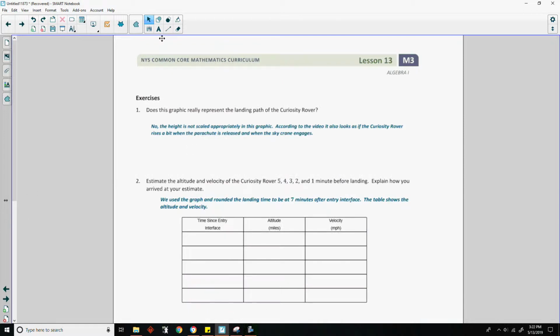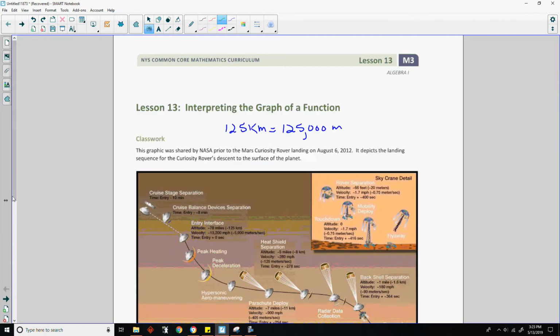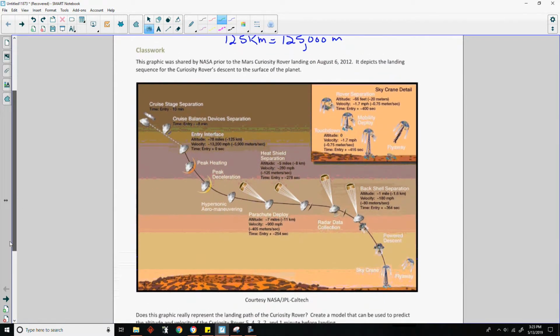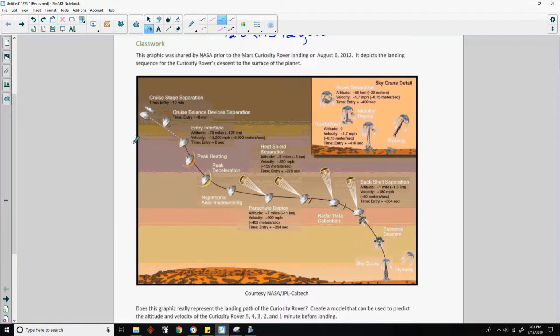So if I go down here, then I'm going to enter time since entry interface is going to be 2 minutes. Altitude in miles was 45, and the velocity in miles per hour was negative 7,500. Okay, and I'm just going to fill this in because it's a lot of going back and forth, and plus there's the video that I'm not going to play within this video. Those don't always work very well. But then the next time since interface will be 3 minutes.